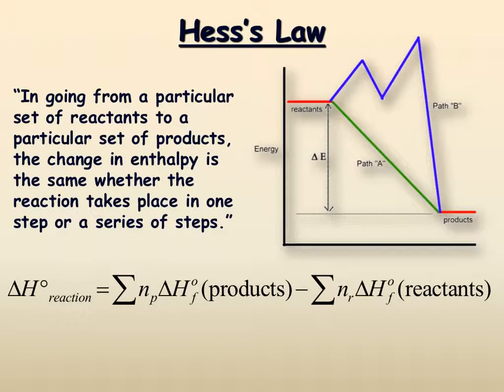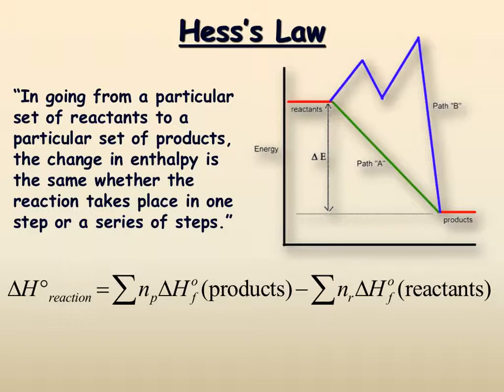So Hess's law states that given any particular set of reactants that head to any particular set of products, your change in enthalpy, so that change in energy, is the same whether the reaction takes place all in one step, like we usually write them, or in several steps with certain extra gains of energy and losses of energy. But in the end, everything cancels out to being the same final change in enthalpy.